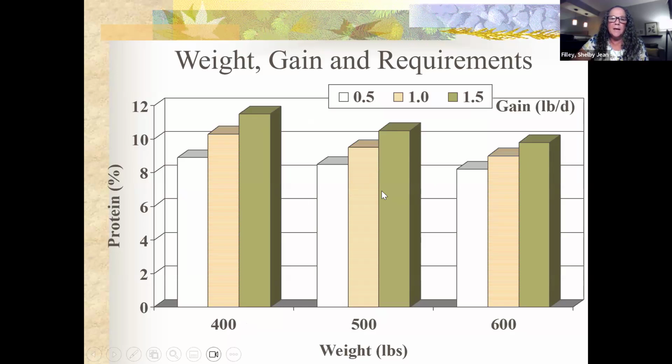But you notice that it's lower on a percentage basis for the larger animal than it is for the smaller animal. The 400-pound animal has to have a higher percentage in its diet. It's a smaller animal, it's putting down more protein, but it also has a smaller rumen, needs more room. So what I'm trying to convey is you can't always guess the protein and energy requirement of these animals. You really have to focus on its weight and how fast you want it to grow.